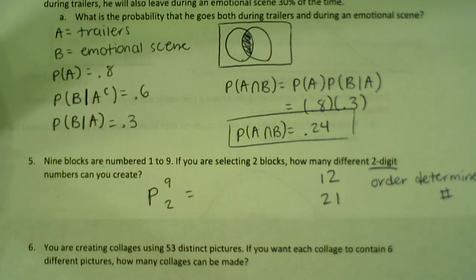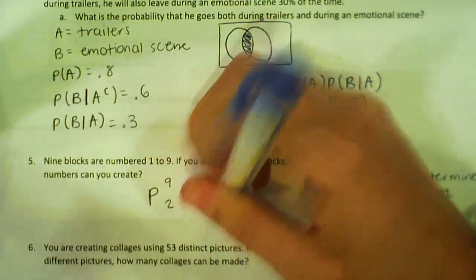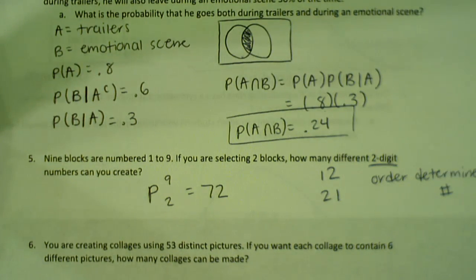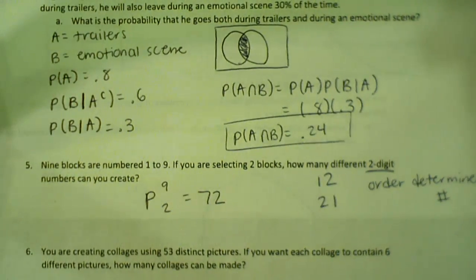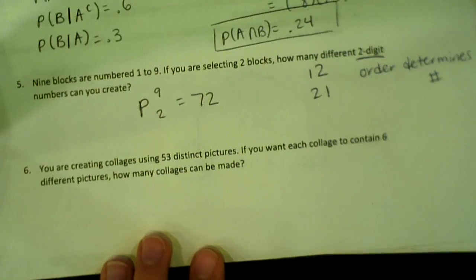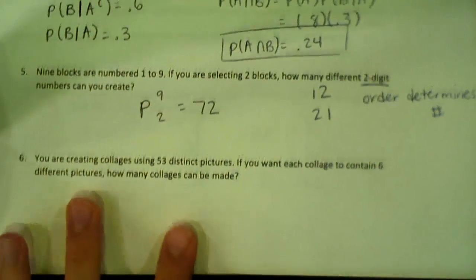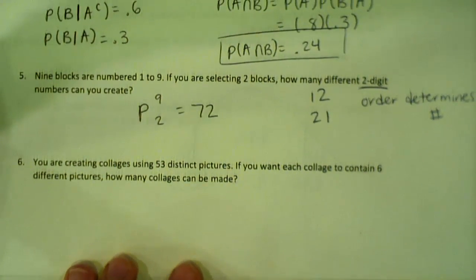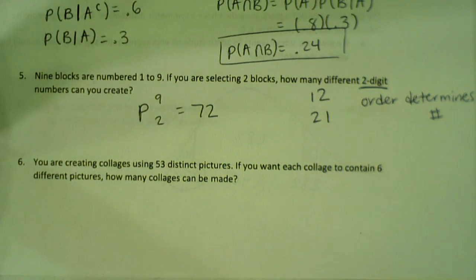What did everybody find? 72. Yeah. Okay. There is a formula for it. Unfortunately, if we have time at the end, I'll get back to that.